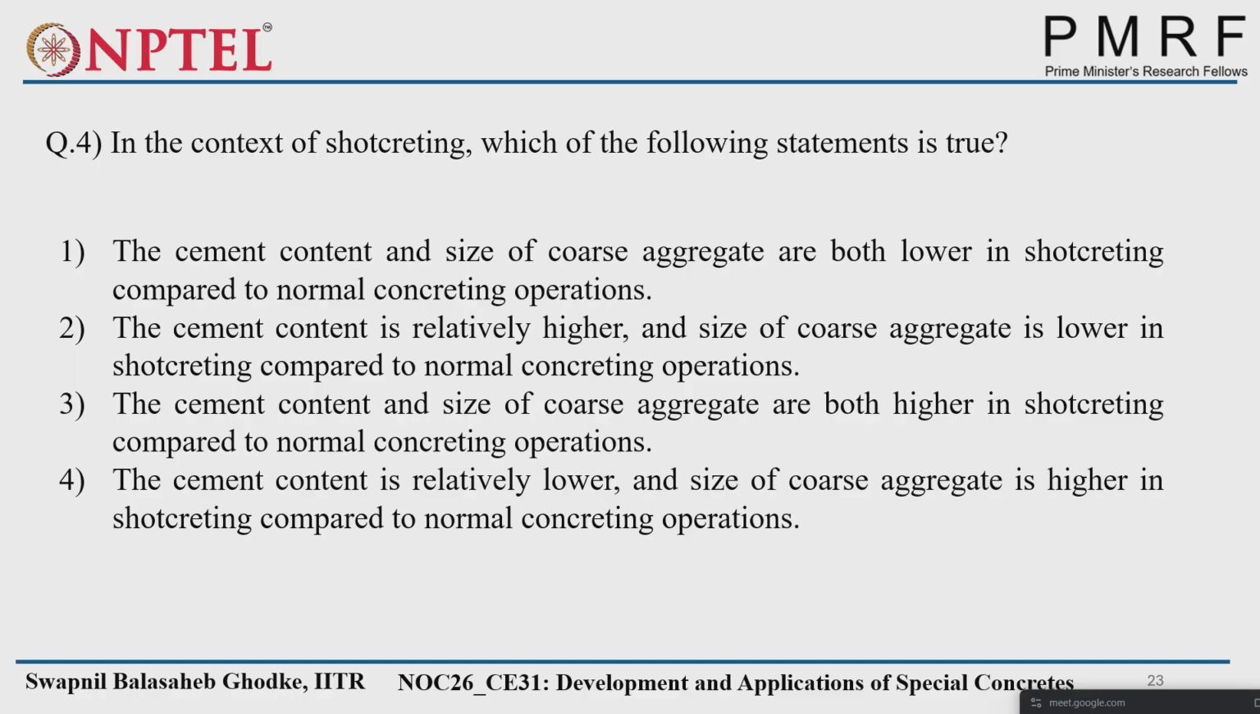Either we are reducing the coarse content because size of coarse aggregate we are compromising or reducing, because we have to flow the concrete through the pipe, and through the hose nozzle the concrete should come out and spray over the surface or the lining. And cement content is higher because it should stick to the surface. So bonding will be good. So answer will be the second.